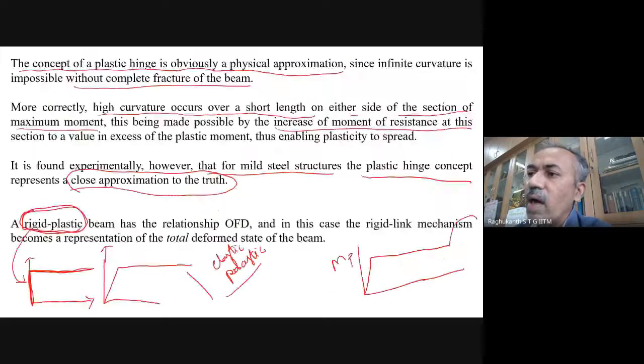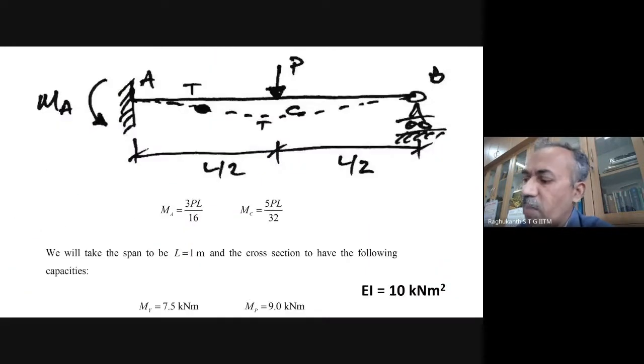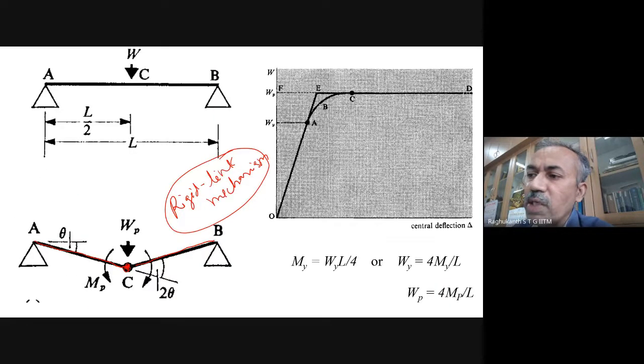So we ignore the plastic hinge, how much is the length of the plastic hinge and all those things, we ignore. Once the hinge forms, it just collapses like this, it becomes just two pieces like a rigid link mechanism. So this is also an assumption. So for a simply supported beam the collapse load is 4 Mp by L. It's very simple, we have done it by making a lot of assumptions, linear and all those things. So you can easily calculate this collapse load.